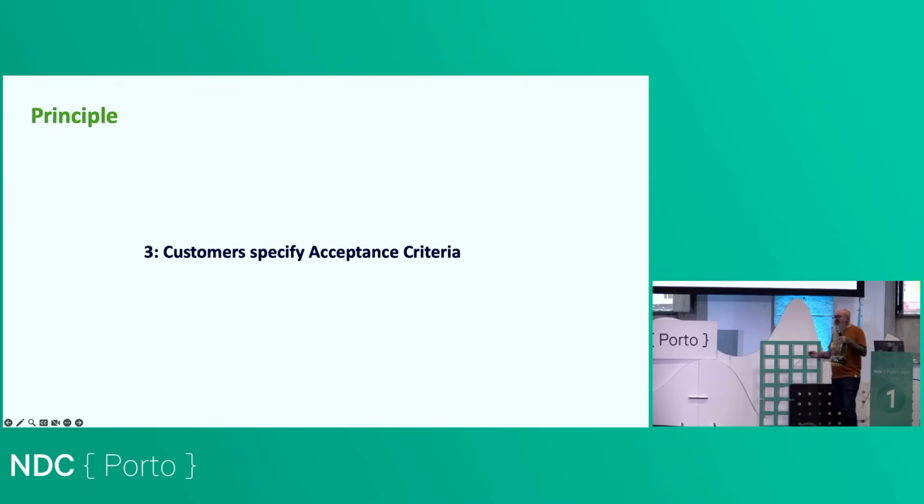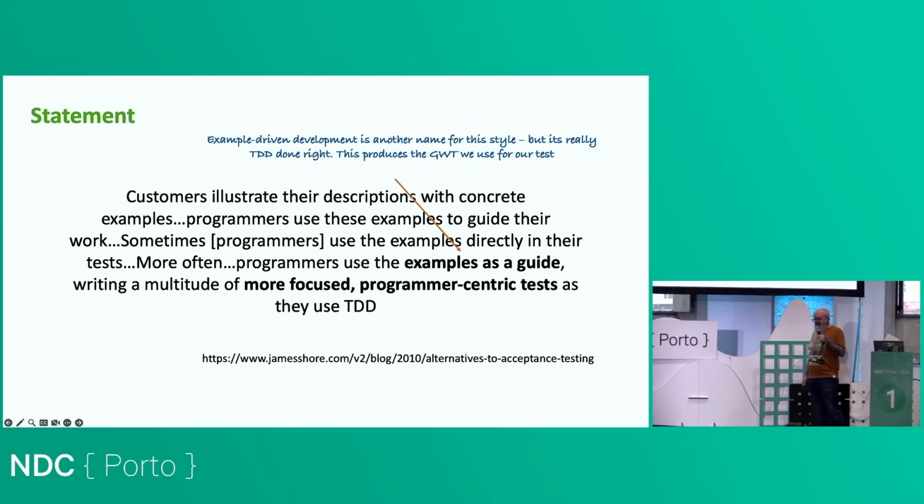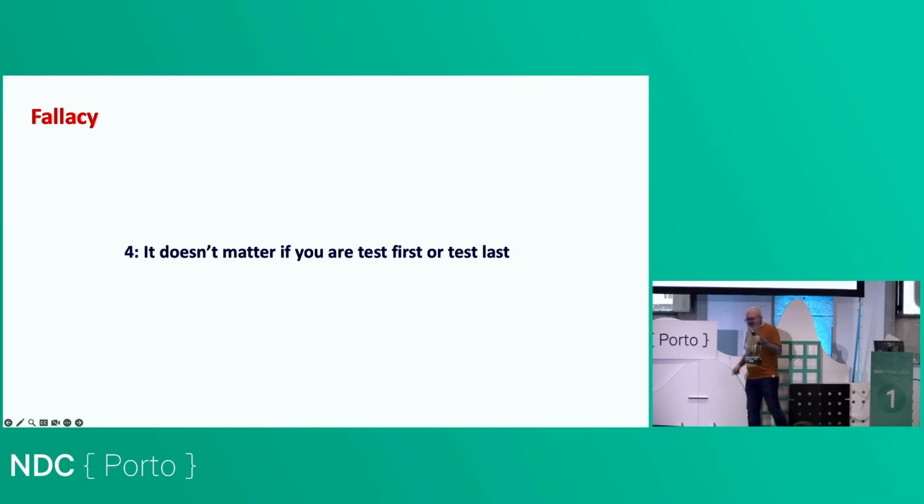Okay. So what should you do? Customers should specify acceptance criteria. So James again, customers illustrate their descriptions with concrete examples. Programmers use these examples to guide their work. Sometimes programmers use the examples directly in their tests. More often, programmers use examples as a guide, writing a multitude of more focused programmer-centric tests as they use TDD, right? Sometimes this is called example-driven development as well. Really, it's just how we should have been doing TDD all along, right? And that helps give us self-documenting code.